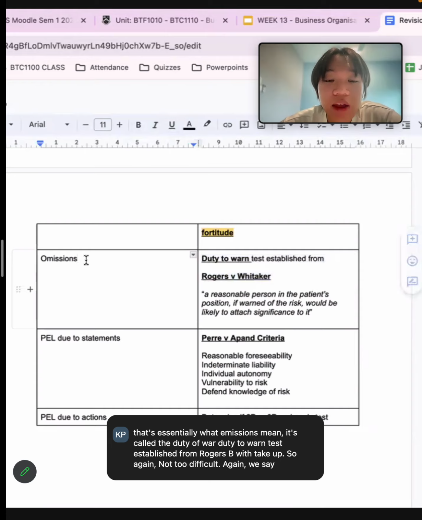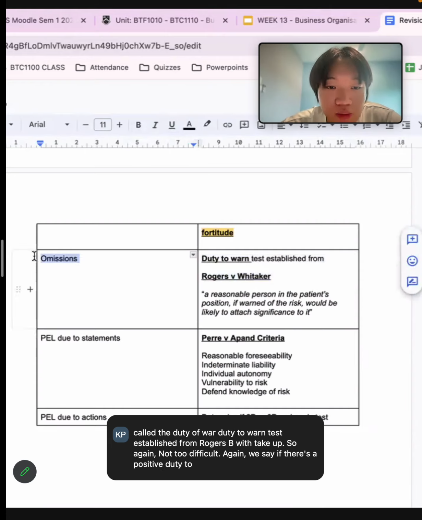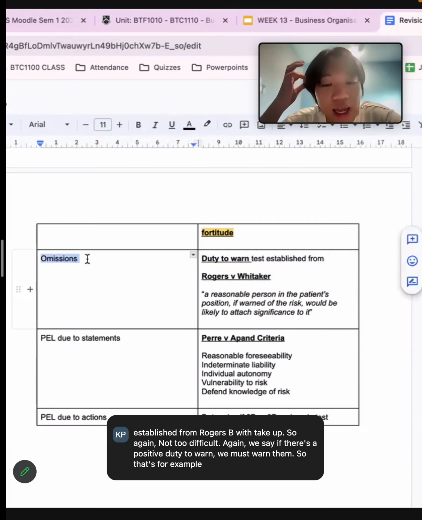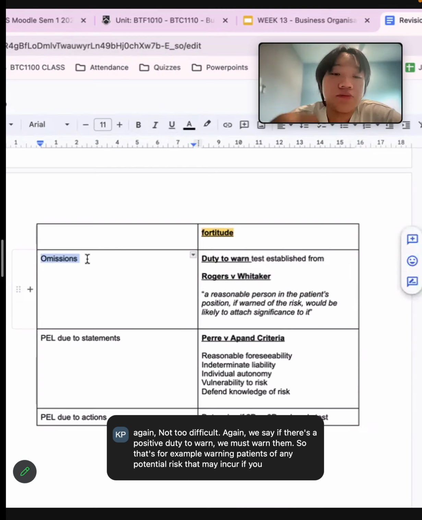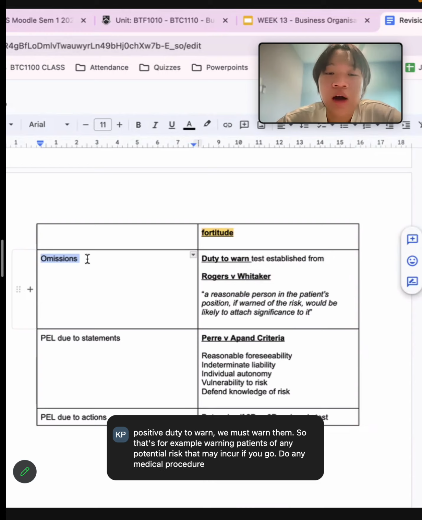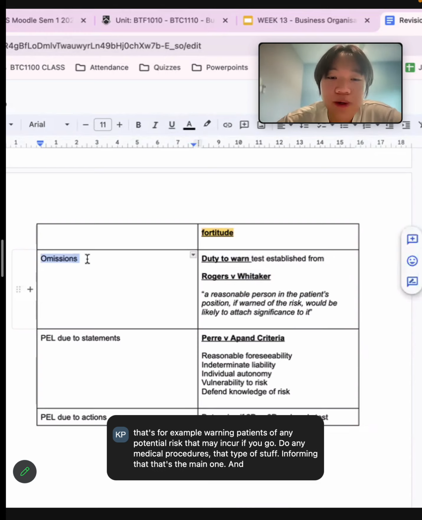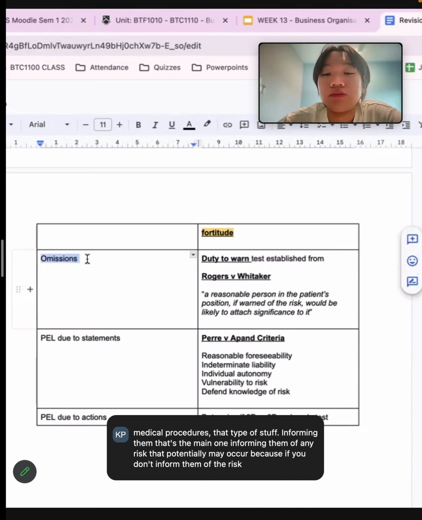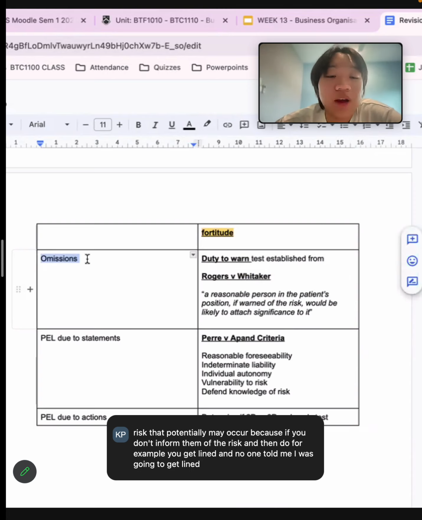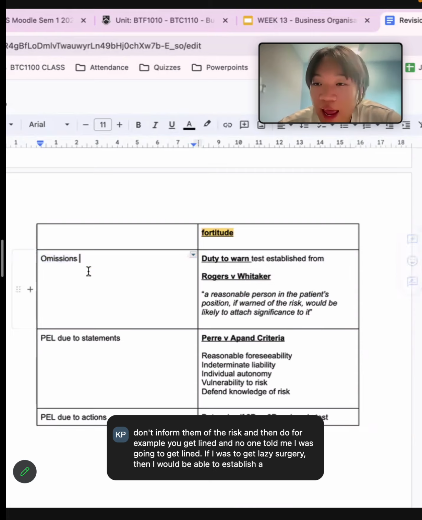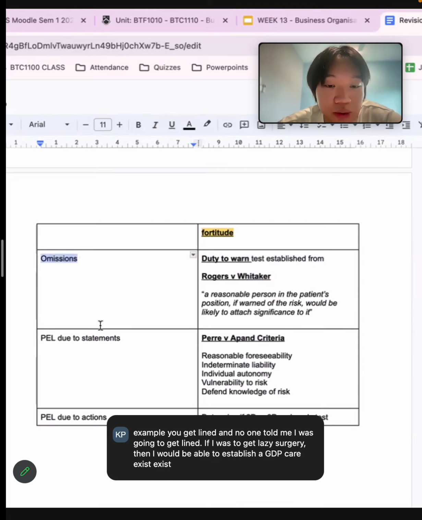Again, we say, if there's a positive duty to warn, we must warn them. So that's, for example, warning patients of any potential risks that may occur if you go do any medical procedures, that type of stuff. Informing them, that's the main one, informing them of any risk that potentially may occur. Because if you don't inform them of the risk, and then you, for example, get blind, and no one told me I was going to get blind if I was to get LASIK surgery, then I would be able to establish a duty of care existed in relation to omissions.